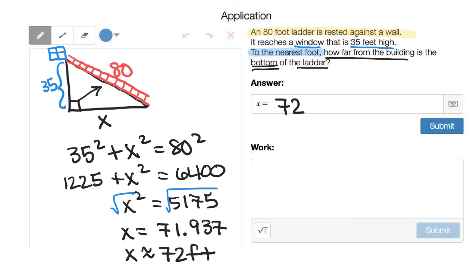The reason that we pretty much always give decimals for word problems, it makes a whole lot more sense to say the ladder is about 72 feet from the bottom of the building than the ladder is square root of 5,175 away from the bottom. That doesn't make any sense. People are going to be like, what are you talking about?